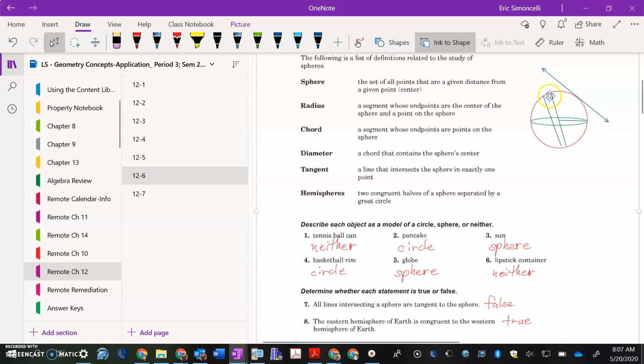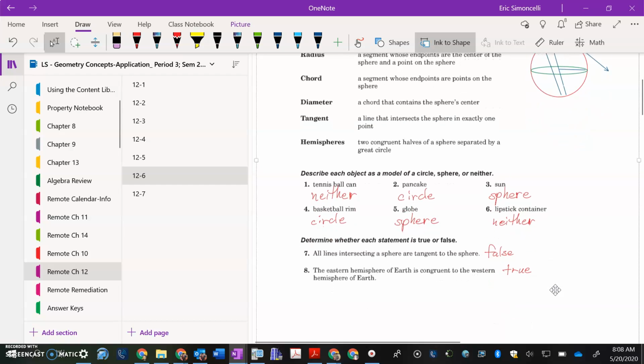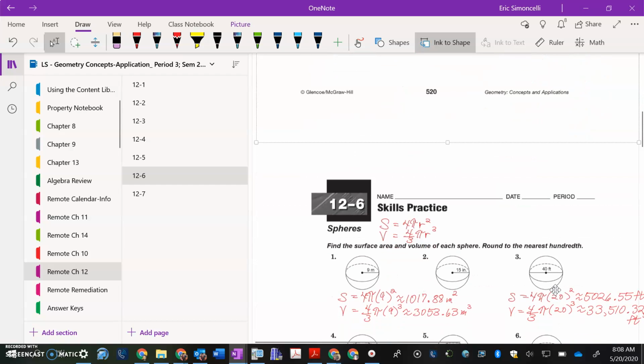Intersecting is the same deal, whether it's a sphere or even a circle, like we've seen in the past. But yeah, that would be 2 points. It's not a tangent in that regard, so that's false. Not all lines intersecting a sphere are tangent. They could be secant. Number 8, the eastern hemisphere of Earth is congruent to the western hemisphere. I would say absolutely. If in fact we're dividing it equally, and if in fact, when we depicted this many years ago and tried to decipher between the east and the west hemispheres, we did in fact do so such that it is a congruent hemisphere.